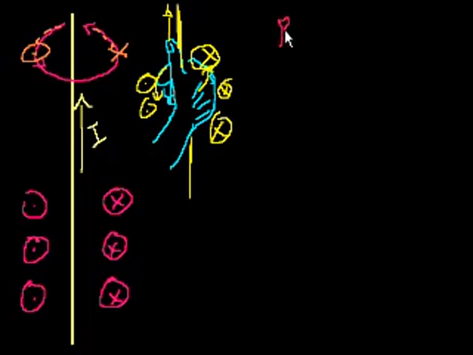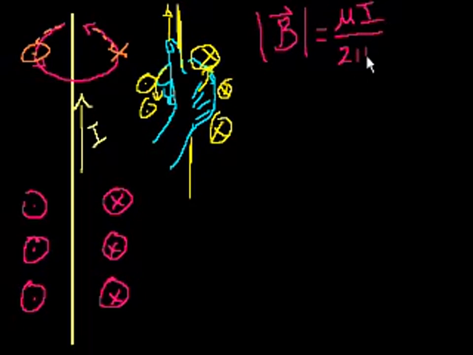The magnitude of that magnetic field is equal to mu, which is a Greek letter, which I will explain in a second, times the current divided by 2 pi r. So this has a little bit of a feel for what I was saying before: the further you go out, where r is how far you are from the wire, if r gets bigger, the magnitude of the magnetic field is going to get weaker.